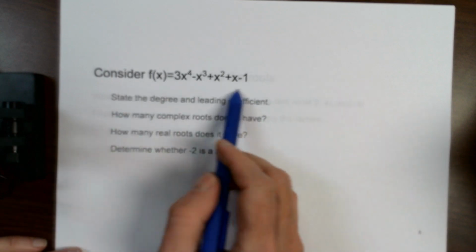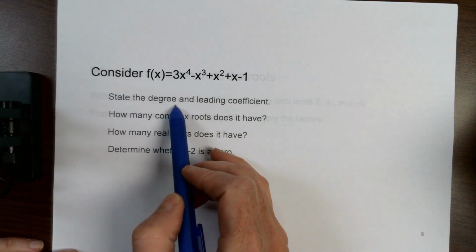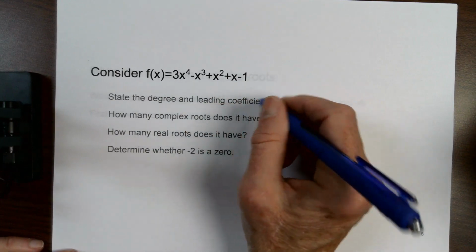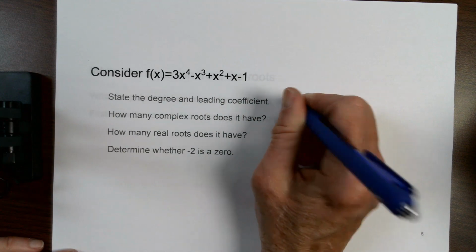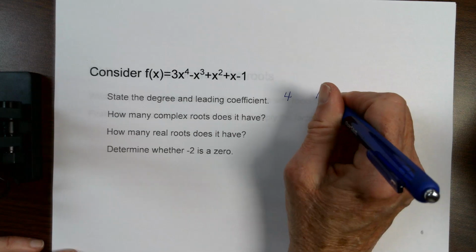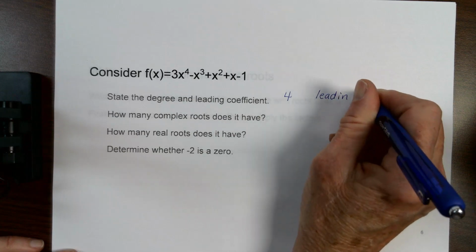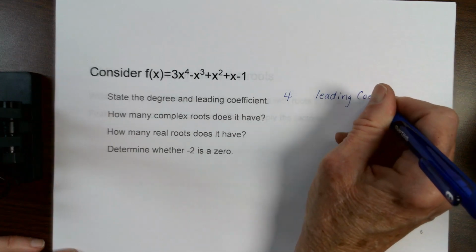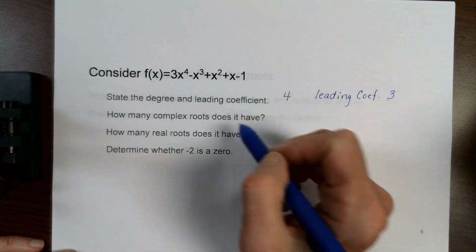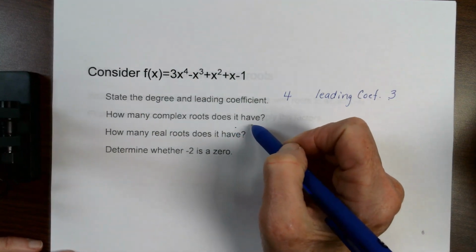So if I have this, I find the degree, which is the highest exponent. So the degree of this is 4. Its leading coefficient is 3. Okay? How many complex roots does it have?